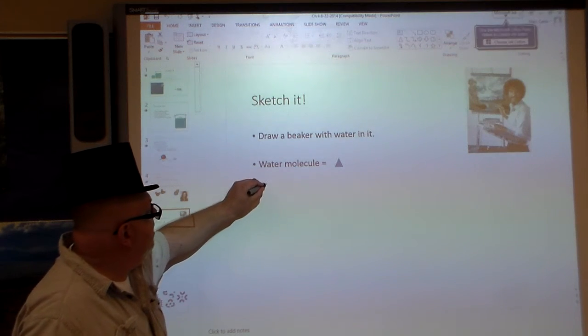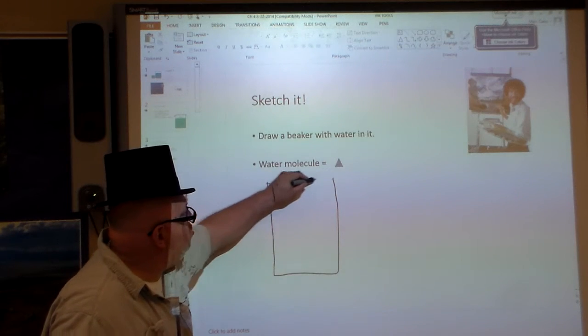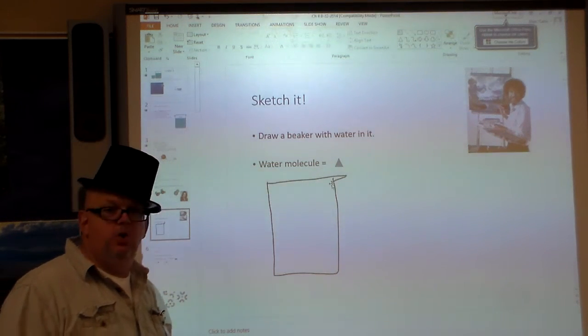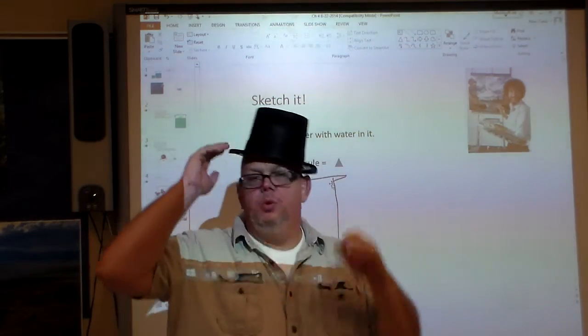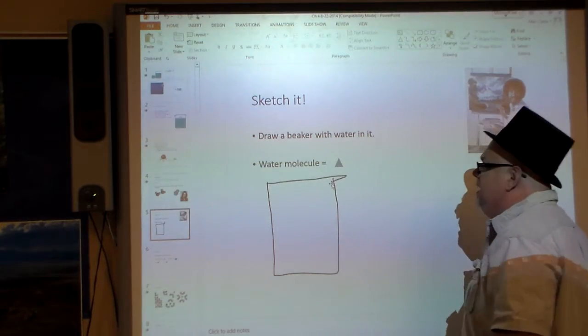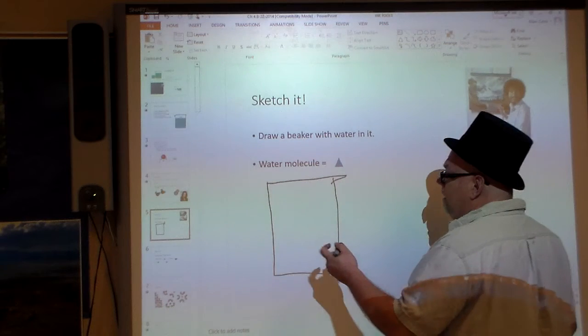So very quickly, I'm going to draw a beaker. Woo! Very complicated, isn't it? You notice how difficult that was for me to draw a beaker. Oh man, I'm already tired. Whew. Okay. All right, let's get back to work, boys. Break time over. We have a water molecule, okay? So we have a drawn beaker with water in it.